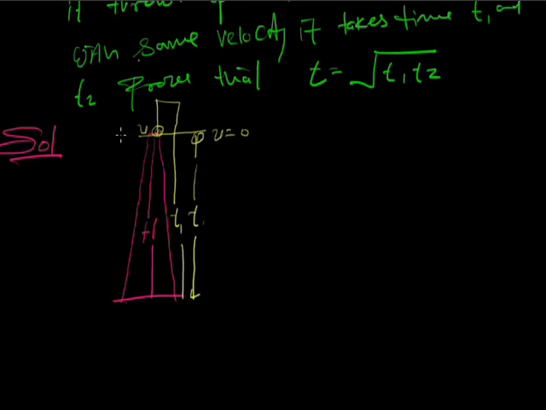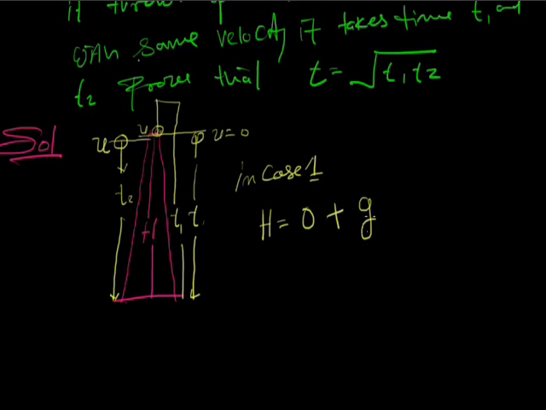and when it is thrown downward with initial velocity u, it takes time t2 to reach the ground. We know that in the first case, h is equal to u t, which is 0, plus half g t square. That means h is equal to half g t square.